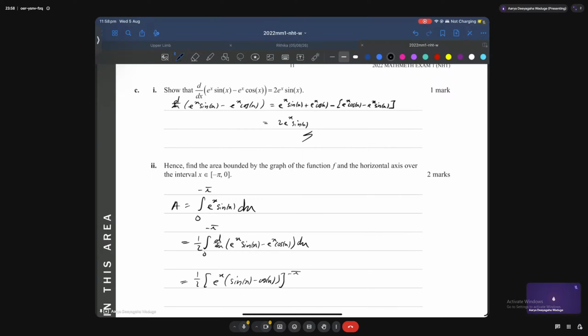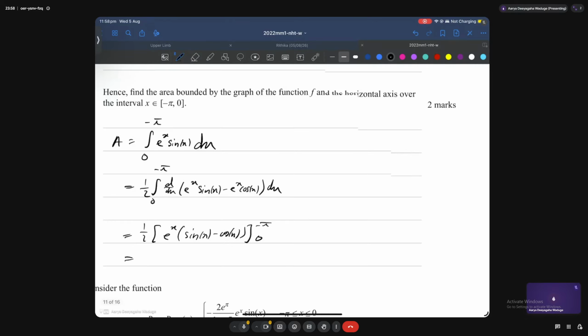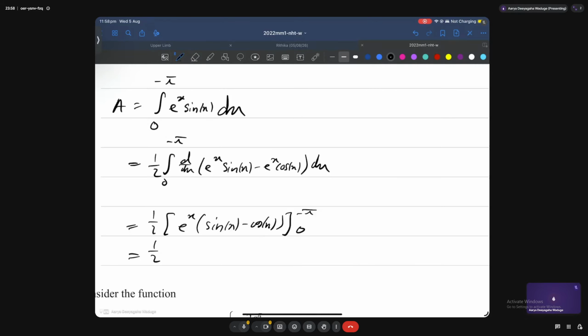So negative pi and 0. If we were to sub in negative pi first, this is half, and this will be e to the negative pi. Sine of negative pi is 0, cos of negative pi is negative 1. So negative cos negative pi is going to be, what am I saying?